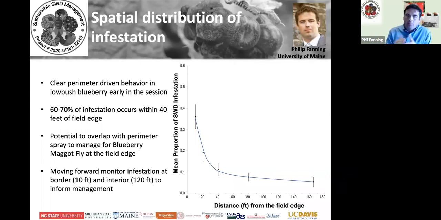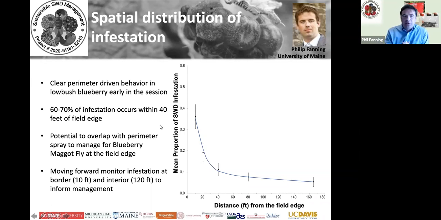This graph shows the mean proportion of SWD infestation. And what's pretty clear, I think, from those heat maps and this graph is that there is a clear perimeter-driven behavior associated with spotted wing Drosophila, at least here in lowbush blueberry and at least early in the season. What all of those samples came out to across 2 years, and we have a third year to add, is about 60 to 70% of our infestation occurs within 40 feet of the field edge. I think it's 90% occur within the first 100 feet.